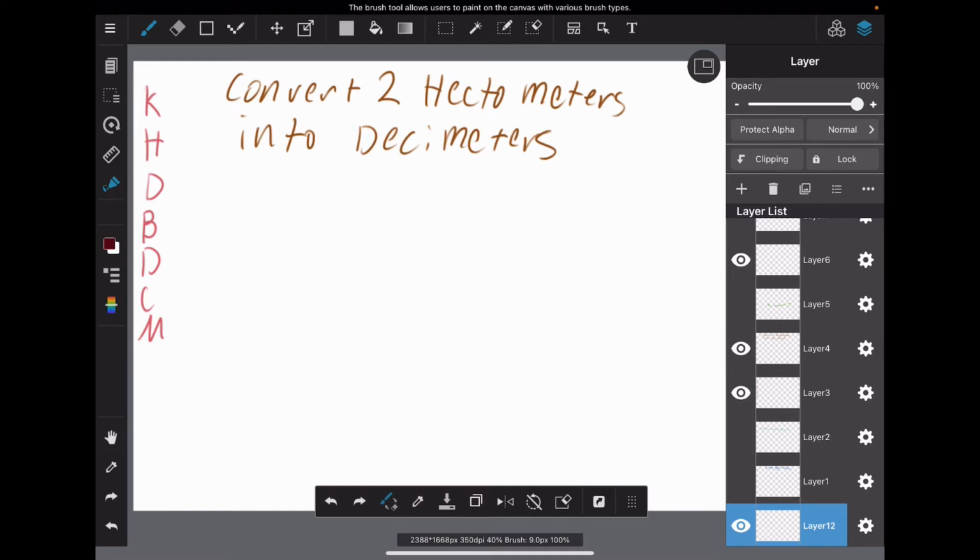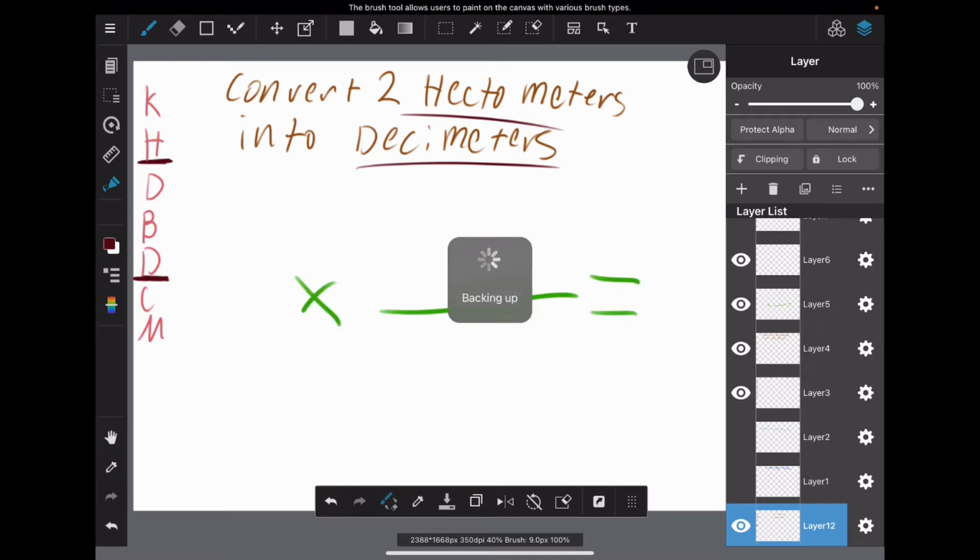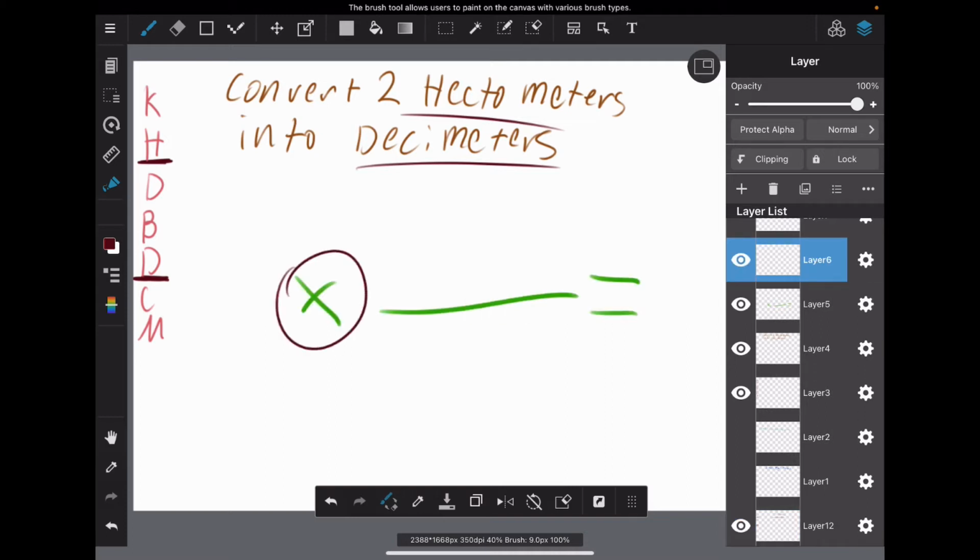Anyway, the problem says convert 2 hectometers, which is right here, into decimeters, which is right here. So the way you set up a problem looks like this. You have a multiplication sign, a line, and then an equals sign. So over here, on this part of the multiplication sign, you're going to write what you start with. In this case, we have 2 hectometers. That's our given value. So we're going to write that over here, and I'll just put HM as an abbreviation.